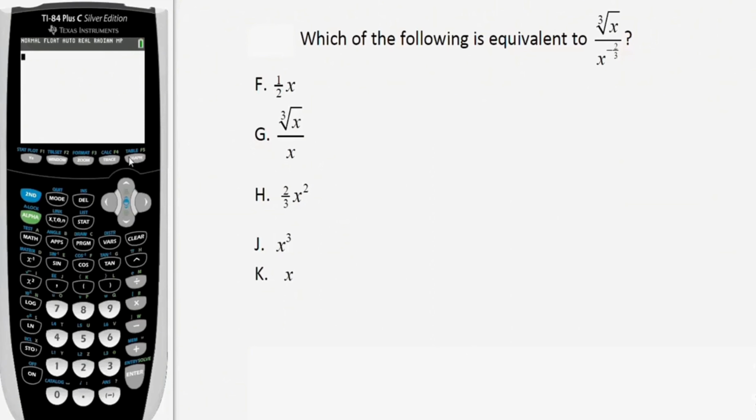Let's do it together. The very first thing to do here would be to reset the calculator to put it in default mode. To do this, press second, this plus button, press 7 for reset, press 1 to reset all, and press 2, and it begins to do that. So it's done. Press this clear button. Okay, now we have cube root of x over x to the power negative 2 over 3.